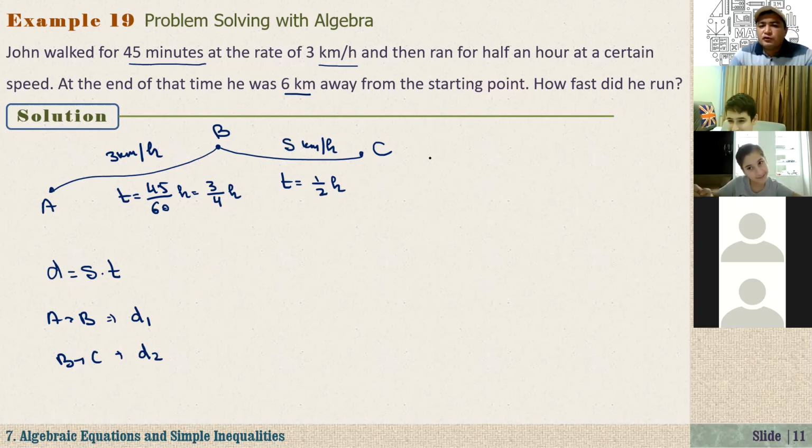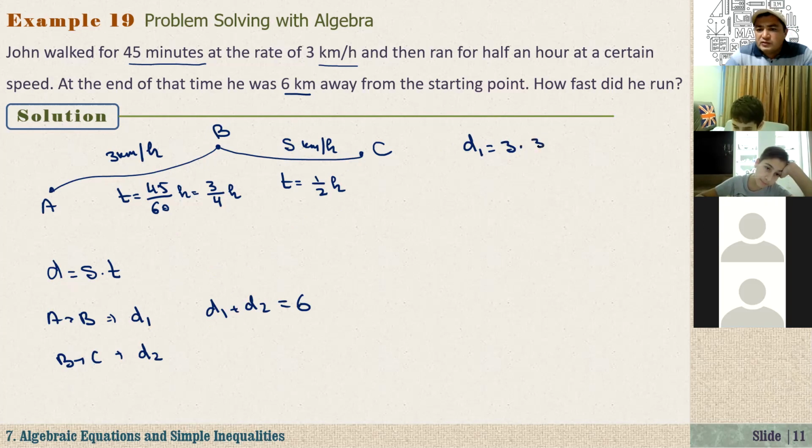Okay. So the total distance, from A to C, is D1 plus D2, which equals 6 kilometers. What is D1? From A to B, D1 is equal to speed times time. Speed is 3 kilometers per hour, and time is 3 over 4, which is equal to 9 over 4 kilometers. So the distance between point A and point B is 9 over 4 kilometers.